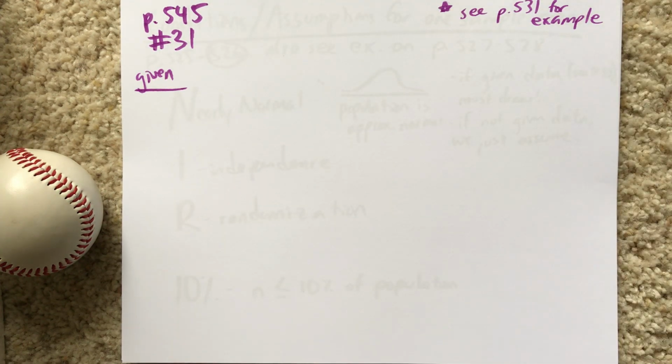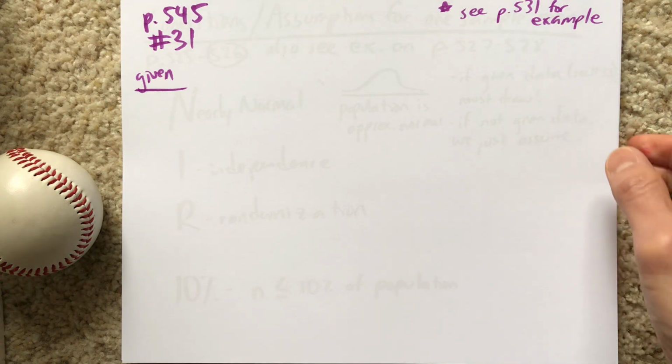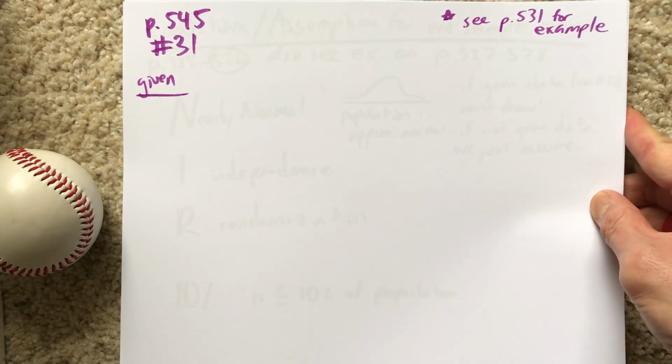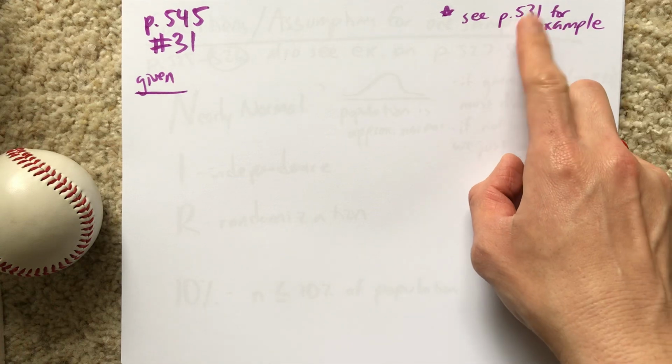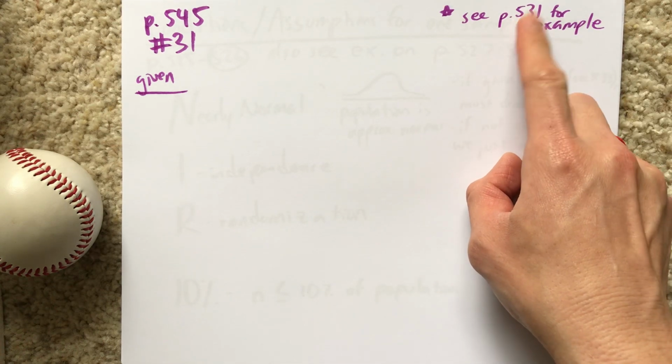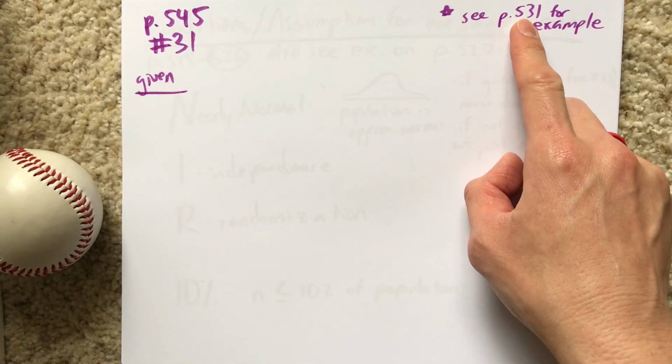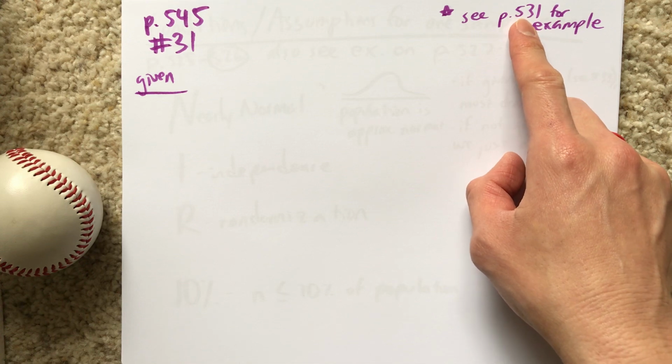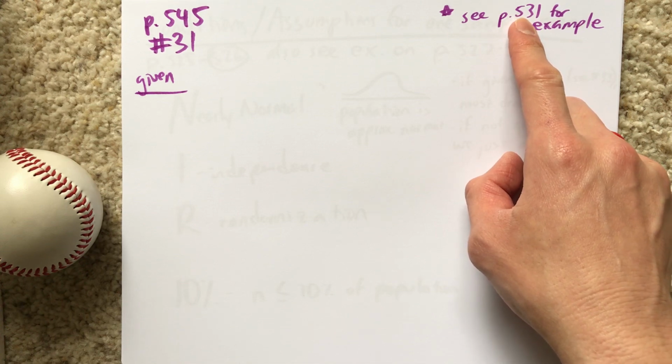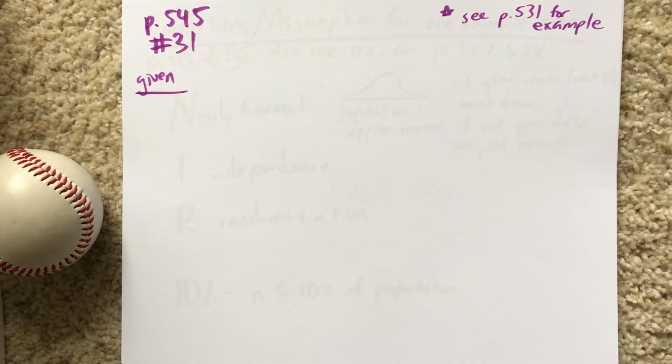So I want to do one example with you. This is in your homework, number 31. It's about cars for all you car lovers. We're going to do a full hypothesis test. Look at page 531 in your textbook for a good example. I think it's 531 in the next couple of pages right there. But go ahead and pause the video and read through number 31.